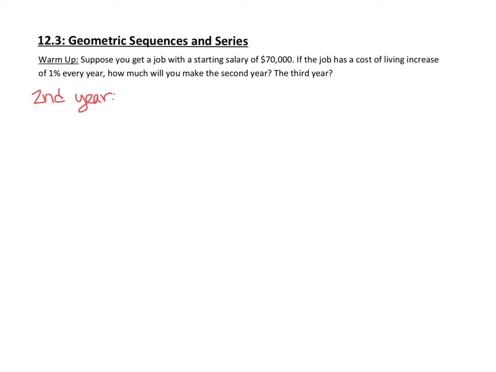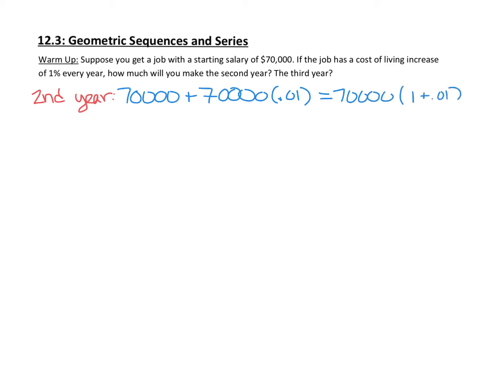So in the second year, you would get the initial $70,000 plus 1% of $70,000. And we actually usually don't write it out this long. We usually write it as 70,000 times 1 plus 0.01, or as 70,000 times 1.01, and it does end up being 70,700. The third year is going to be the same idea.